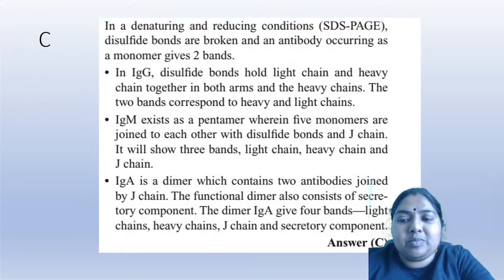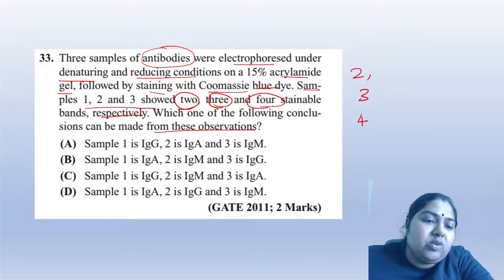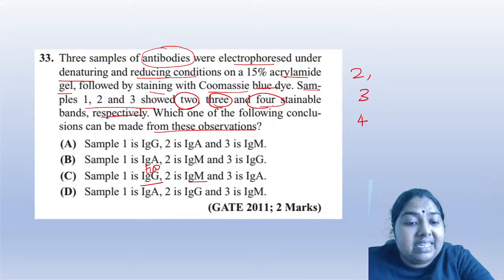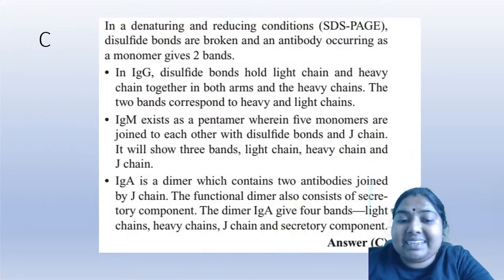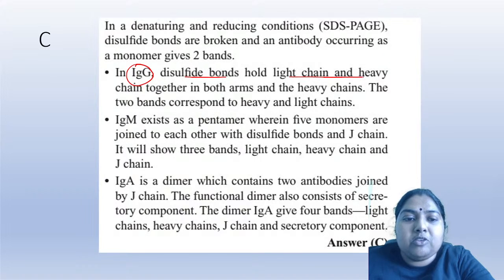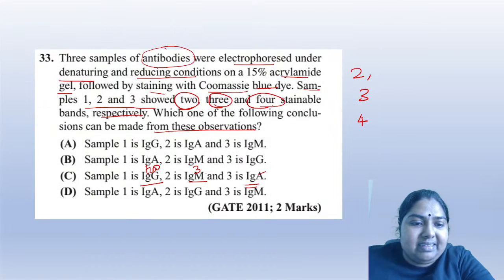So the correct answer is going to be answer C. Answer C says that sample 1 is IgG, sample 2 is going to be IgM, and sample 4 is going to be IgA. Surprised? See this, if your IgG is there, the disulfide bond will hold your light chain and heavy chain, so you are getting only 2 bands. One band is due to your heavy chain, and one band is due to your light chain. That's all. So for IgG, 2 bands. So IgG is the right answer.